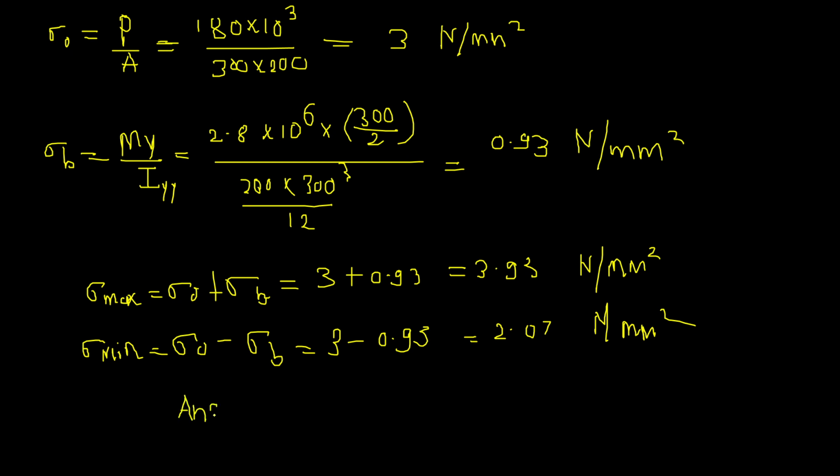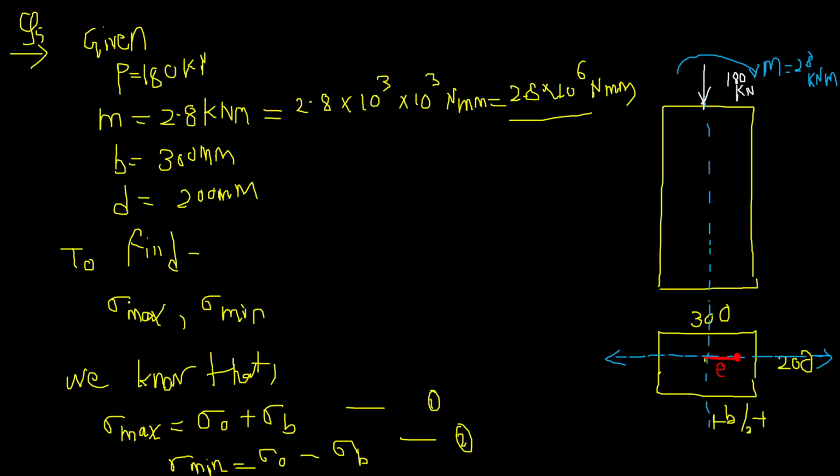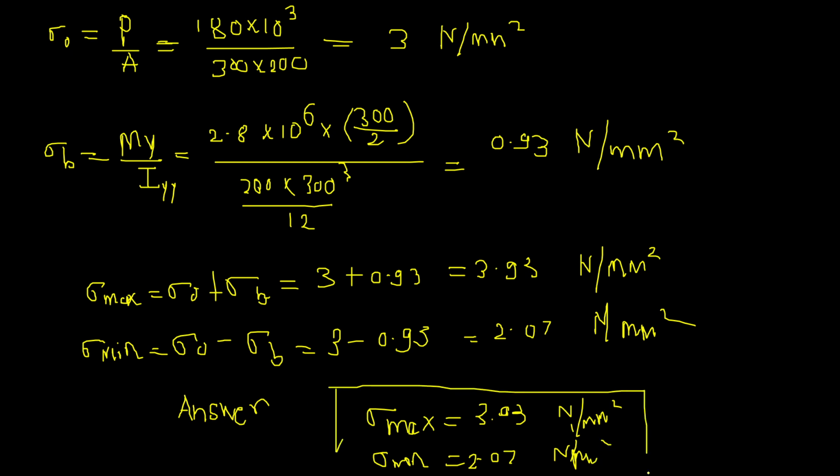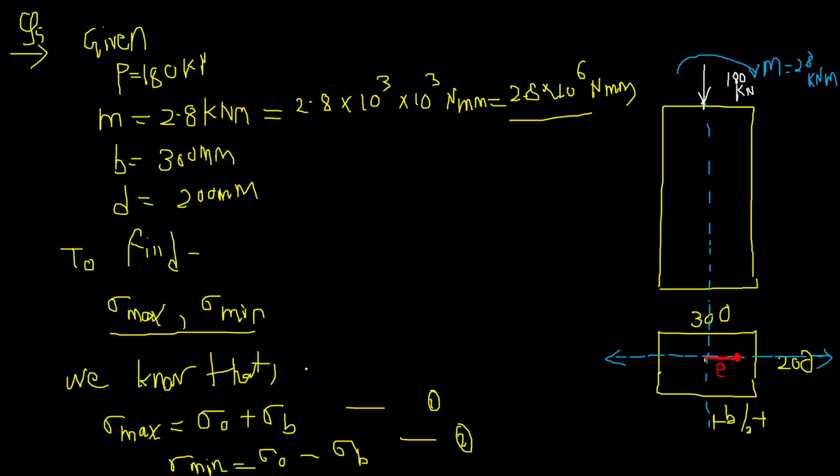Whatever the question is given, at last you should write the answer, and whatever final values were asked in the to find, write them directly here. Sigma max 3.93 newton per mm square and sigma minimum 2.07 newton per mm square. Okay, and then highlight this. So these were the first 5 questions of the assignment. Remaining questions we'll discuss in the next video.